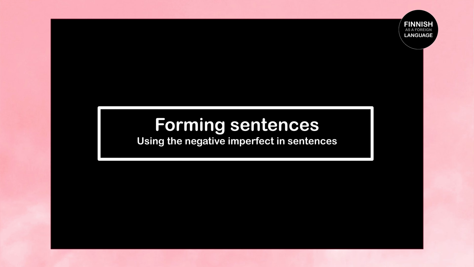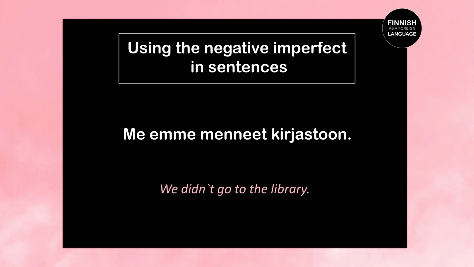Alright, now let's move on to chapter 3, forming sentences. Now we're going to learn how to use the negative imperfect in sentences. Here are some examples. Me emme menneet kirjastoon means we didn't go to the library. So here we have me emme menneet, first person plural negative imperfect of the verb mennä, which means to go, and kirjastoon means to the library, illative case. So let's repeat. Me emme menneet kirjastoon. We didn't go to the library.